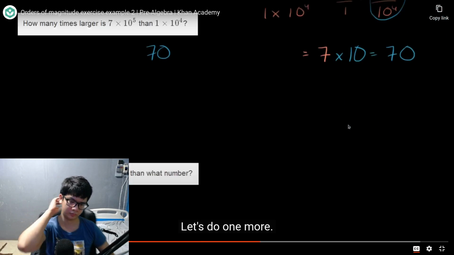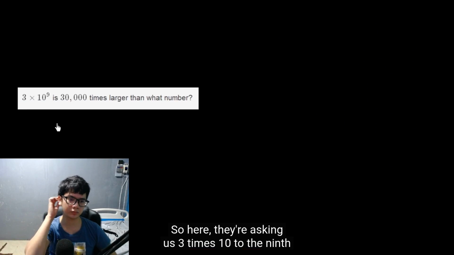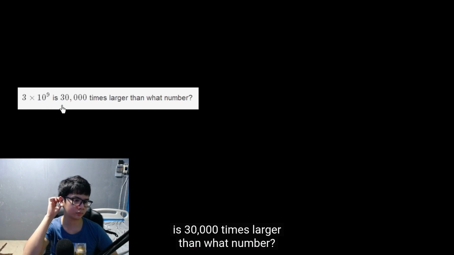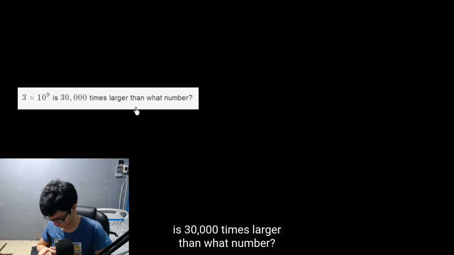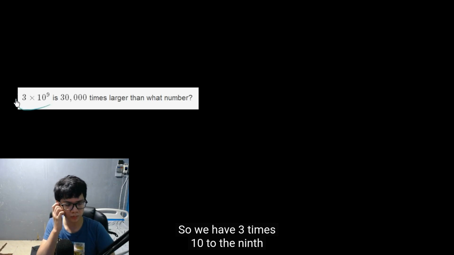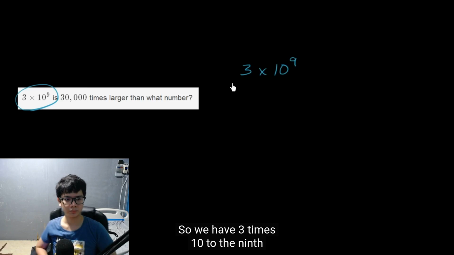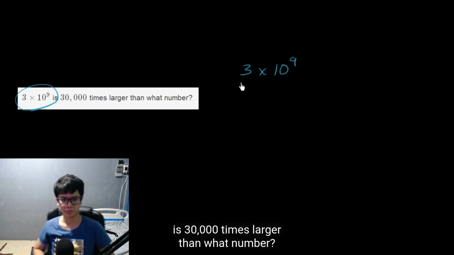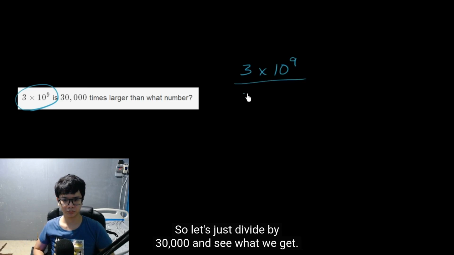So here they're asking us, 3 times 10 to the 9th is 30,000 times larger than what number? So once again, we can divide. So we have 3 times 10 to the 9th. 3 times 10 to the 9th is 30,000 times larger than what number? So let's just divide by 30,000 and see what we get.